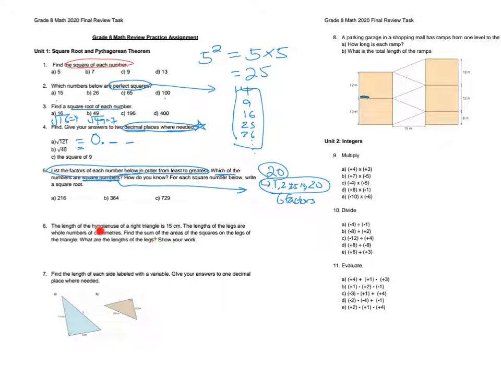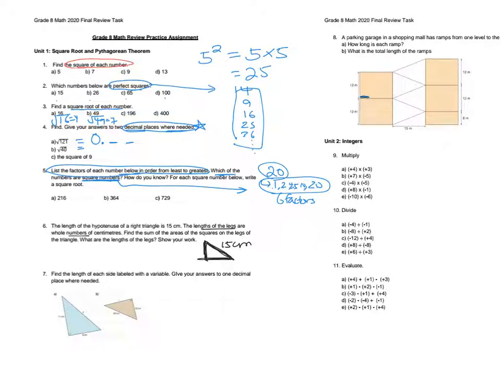Show your work. For this one, you're going to draw your triangle. It's a right triangle, and it's saying the hypotenuse is 15 centimeters. And then the lengths of the legs are whole numbers, so these two must be whole numbers.